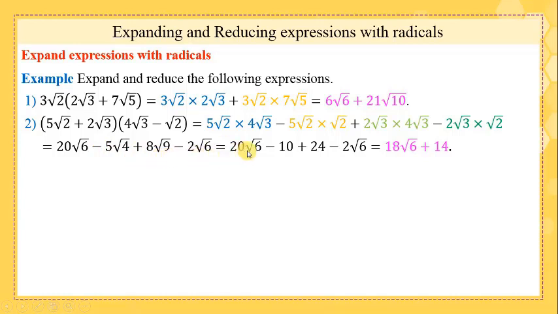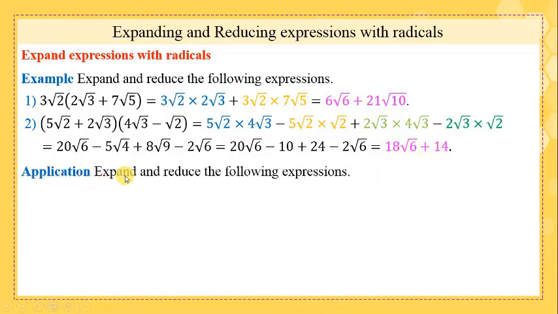The answer is 20 radical 6 minus 10. Here, because radical 4 is 2, we multiply it by 5, we get 10. And radical 9 is 3, we multiply it by 8, we get 24, and minus 2 radical 6. The answer is 18 radical 6 plus 14.